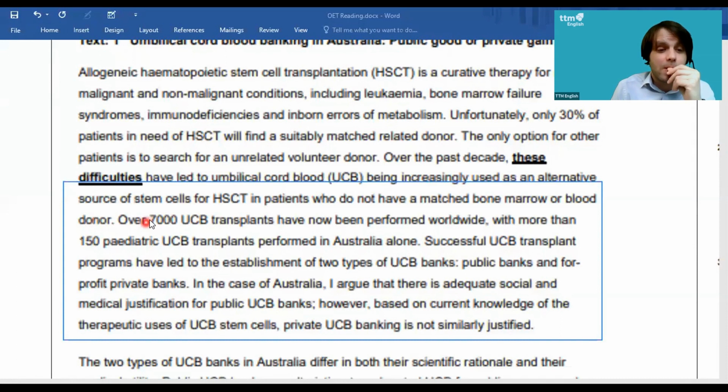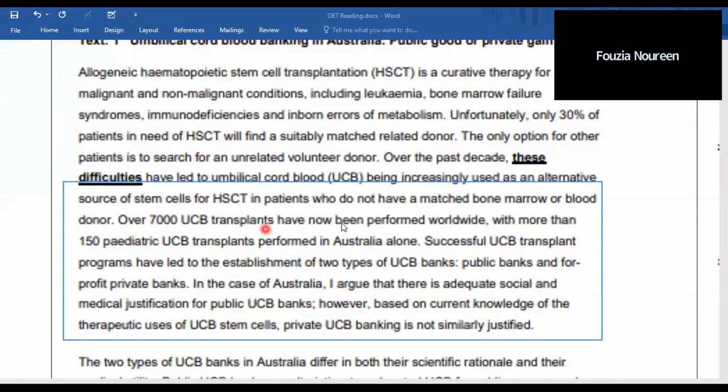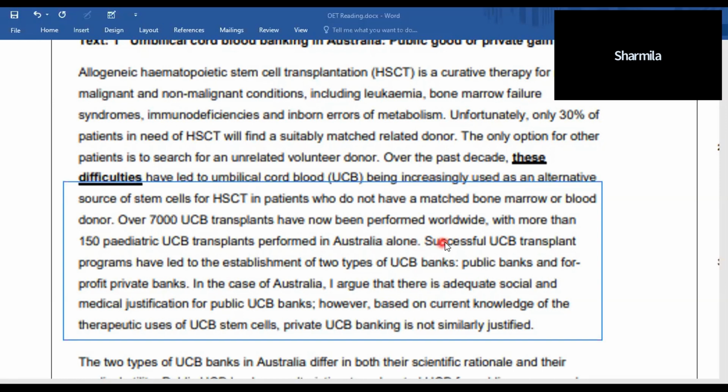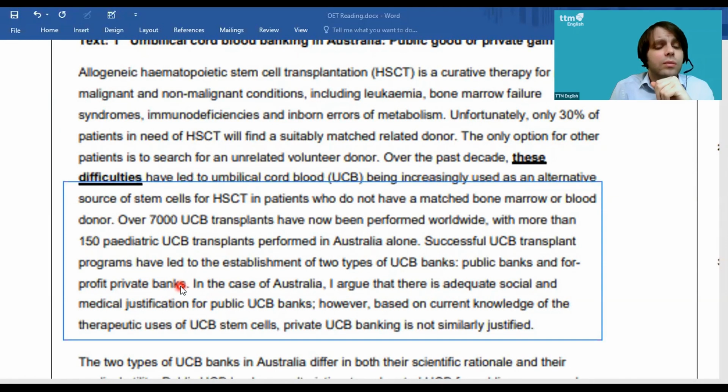Okay, continue, please. Over 7,000 UCB transplants have now been performed worldwide, with more than 150 pediatric UCB transplants performed in Australia alone. Again, everyone, what will be the author's main argument? Good, continue. Successful UCB transplant programs have led to the establishment of 2 types of UCB banks, public banks and for-profit private banks. Again, guys, what's the question? What will be the author's argument?